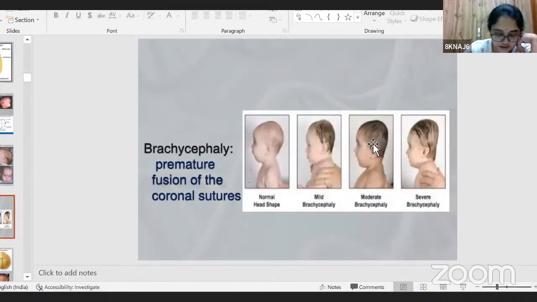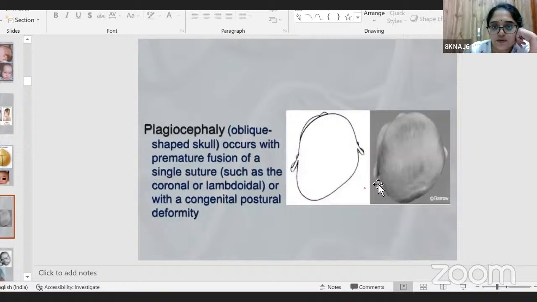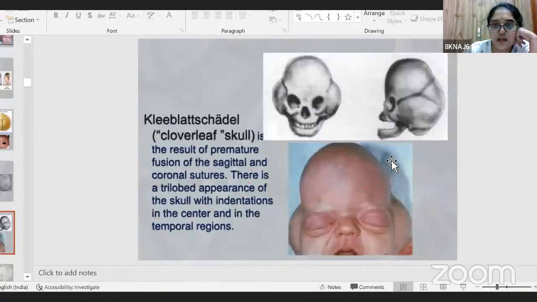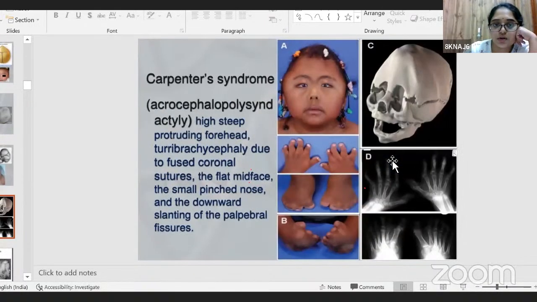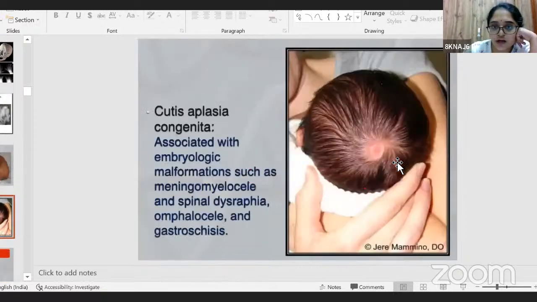This is brachycephaly. I think it's given in your textbook. You can always have a look at it. And then you have different kinds of skull shapes. You have a conical head over here. Plagiocephaly is an oblique-shaped skull. So that's how different kinds of genetic disorders give different kinds of outcomes.